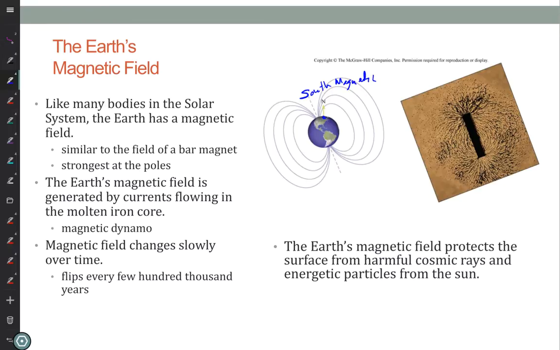And so in trying to understand what's making the poles, we have to take into account that it's not a fixed location, that it moves. And so the answer that scientists have come up with is, we also have to keep in mind that it flips. So once again, it's not a fixed thing, it flips. So they have what they call a magnetic dynamo. Inside the Earth, we have flowing magma.